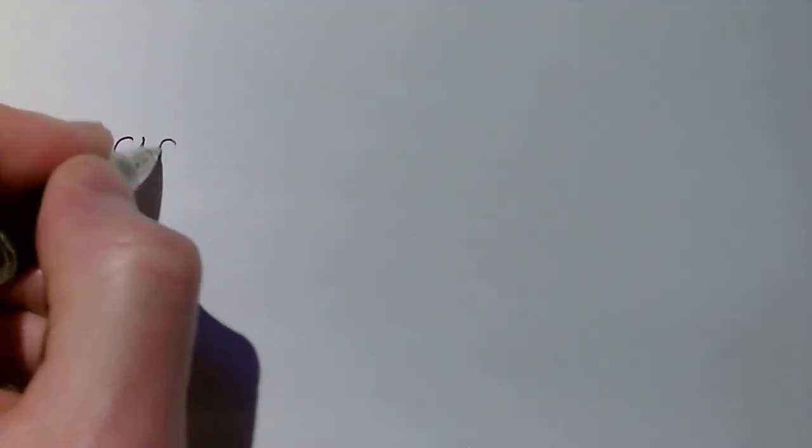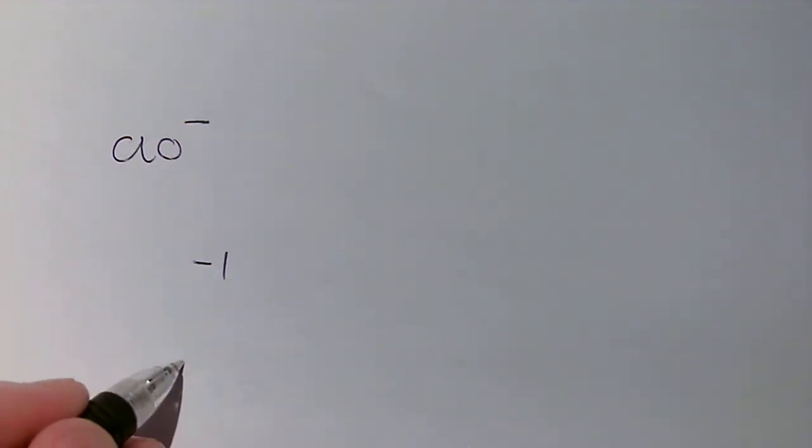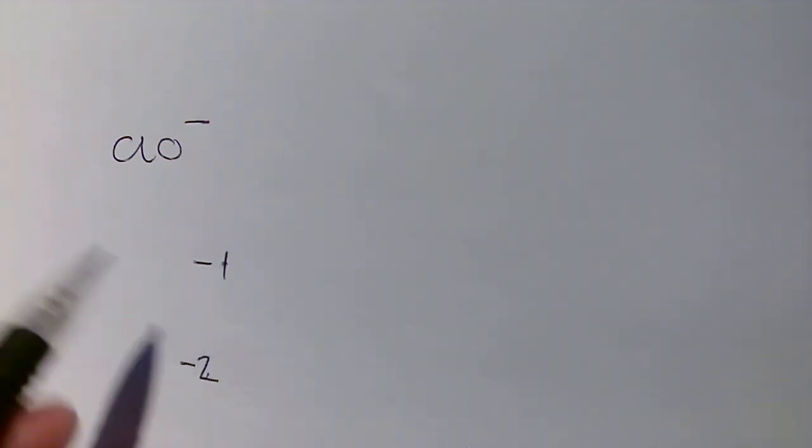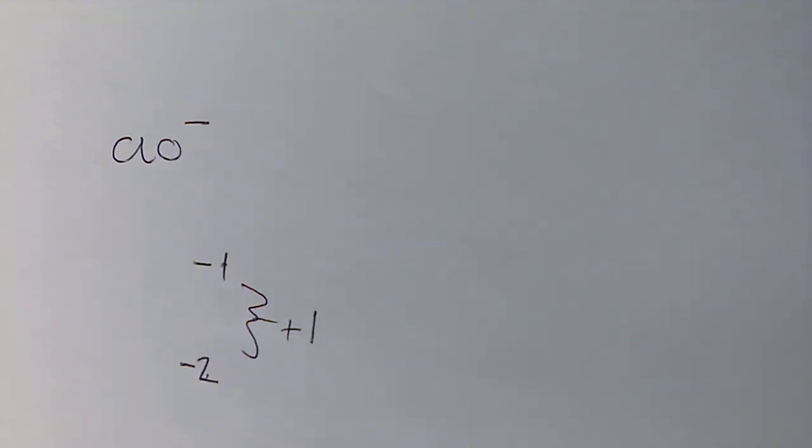Let's have a look at one more. ClO-. The overall charge on the species is -1, so I need to get to -1. The oxygen contributes -2. If I want to go from -2 to -1, remember that's the overall charge on the ion, then it's +1. Okay, that is oxidation state.